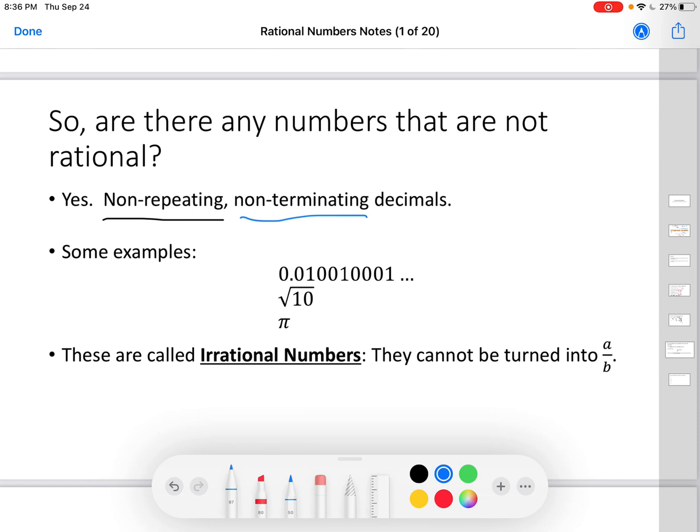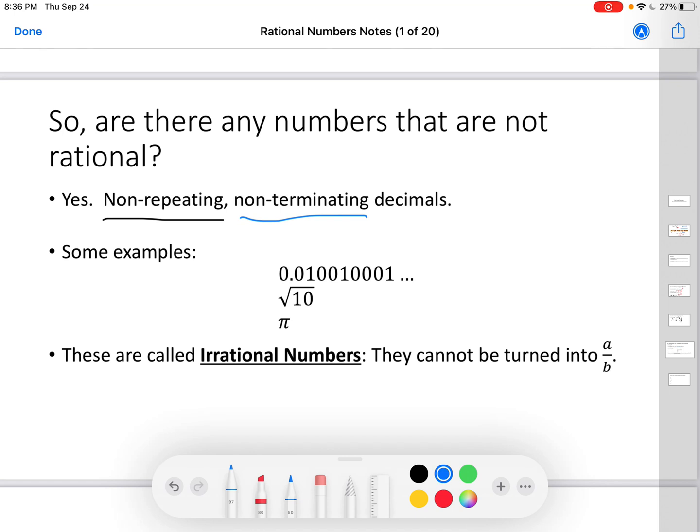Here are some examples. 0.01001000100001, and the next one would be 0.0100100010000100001, etc. Notice the way this has a pattern, but it doesn't repeat. Can't be turned into a over b, not rational. The square root of 10. We haven't done anything with square roots yet. Don't expect you to understand it. You can never finish the decimal equivalent of it. It goes forever, never repeats. Not rational.